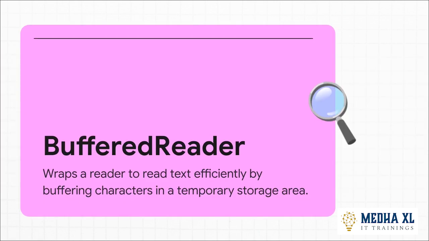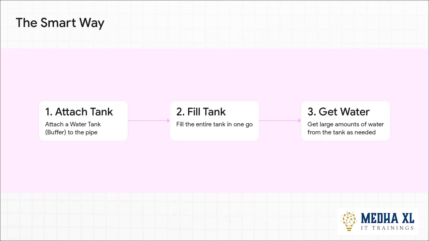So what's the solution? We use a special kind of attachment, a BufferedReader. Now, this isn't a whole new kind of pipe. It's more like an upgrade you wrap around your existing pipe, like your FileReader, to make it way, way smarter by creating a temporary storage area, or a buffer. And here's the smart way. Instead of that little eyedropper, we attach a massive water tank. That's our buffer, right next to the house. We make one big trip to the lake and fill that entire tank up. Now, whenever our program needs data, it just grabs a whole bunch from the tank right next to it, which is almost instant. By making fewer, much larger trips, the whole process becomes ridiculously faster.